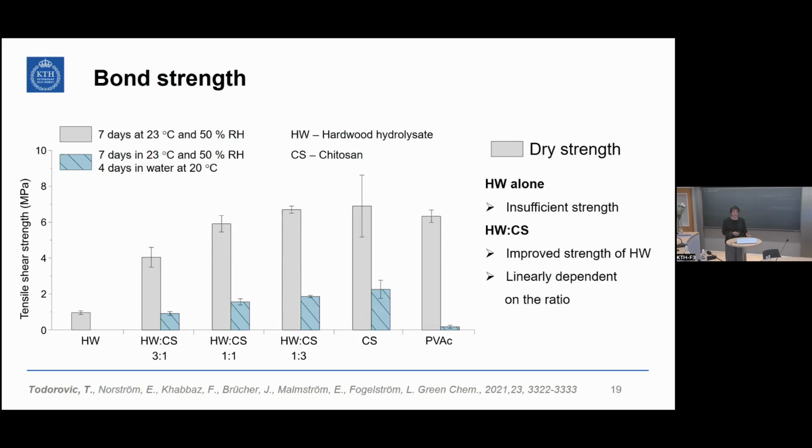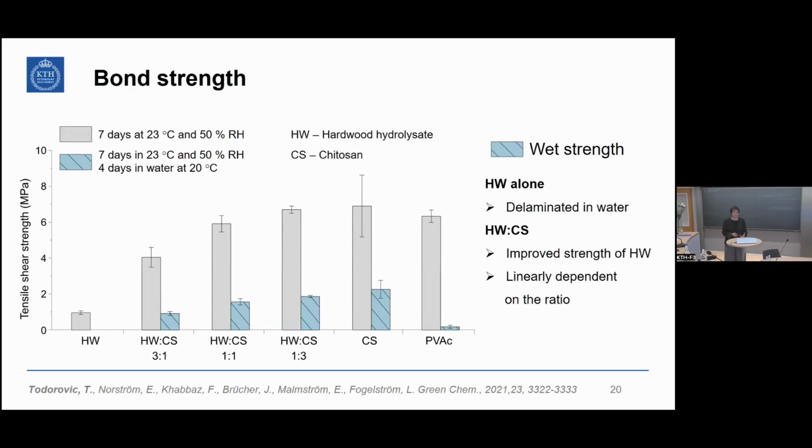So if you look first at the dry strength, we can see that hemicellulose alone did not have sufficient strength, but when combined with Chitosan, the strength increased. And the increase was linearly dependent on the ratio of these components. With more Chitosan, the strength was improved.